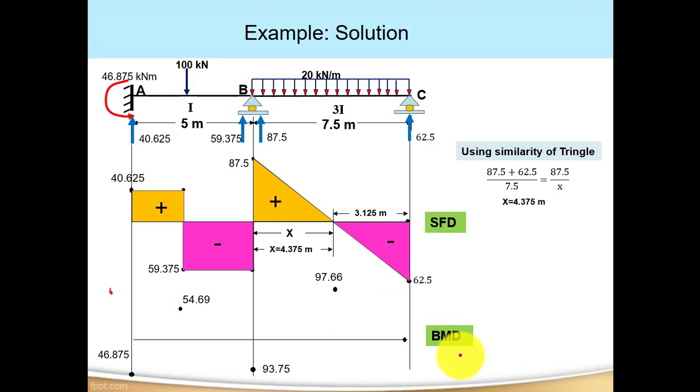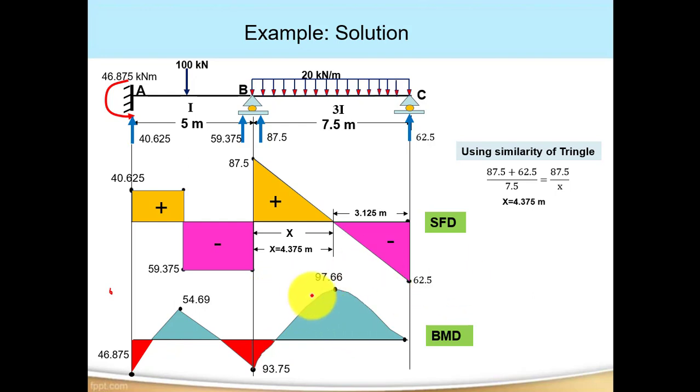Finally, the diagram for segment AB is this one, for BC is this one. From all this, what is the maximum bending moment? The maximum bending moment is 97.66.